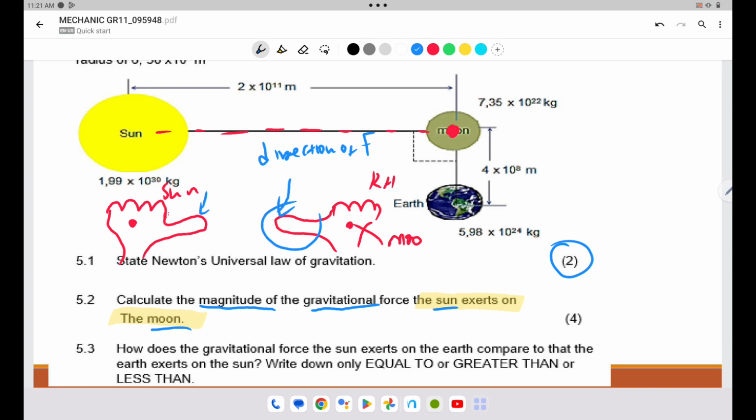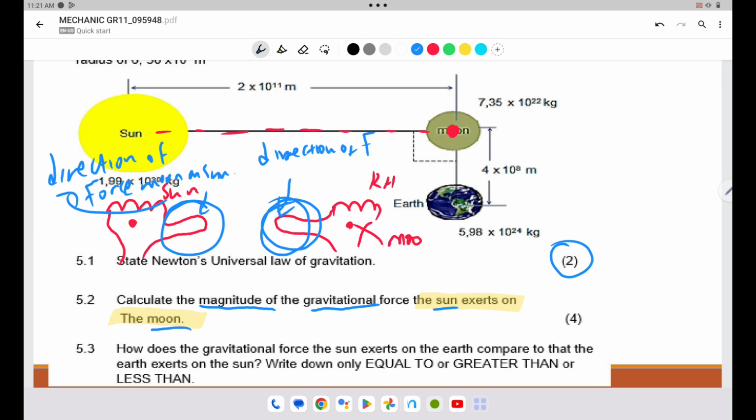Which force is this one? This is the direction of the force on the moon exerted by the sun. The direction of the thumb is the direction of the force. This is the direction of force exerted by the moon on the sun. And we have said that when we talk about the gravitational force, in its nature, it is attractive. That is why my thumbs are pointing towards each other.